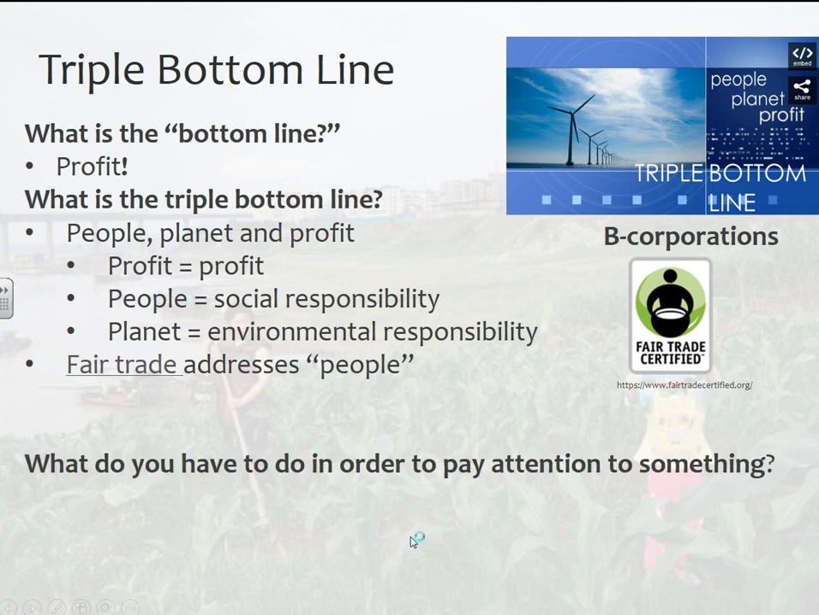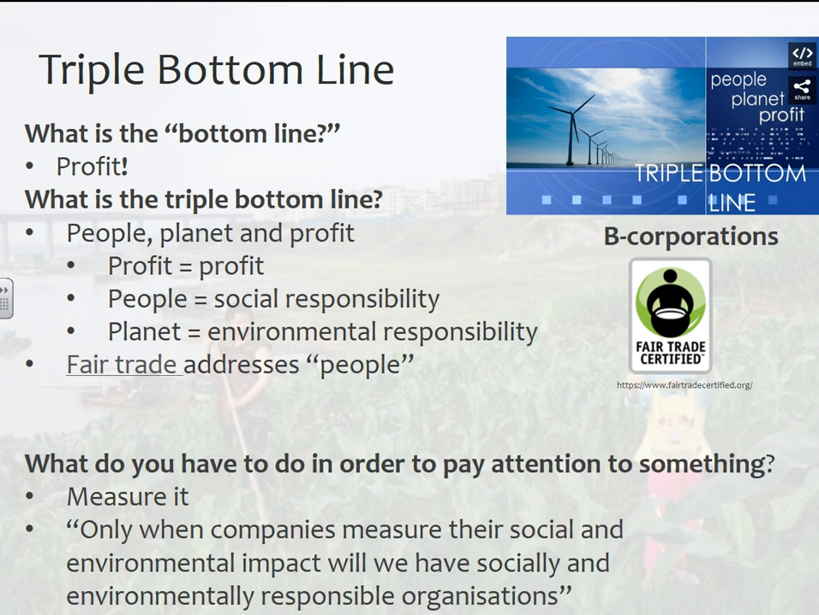From a broader perspective, and this is from your reading, if you want a business or somebody to pay attention to something, what you need to do is be able to measure it. As they say in the article, only when companies measure their social and environmental impact will we have a socially and environmentally responsible organization. The philosophy here is that if you don't actually measure your impact on people and the planet, generally speaking, a business is not going to pay attention to it.